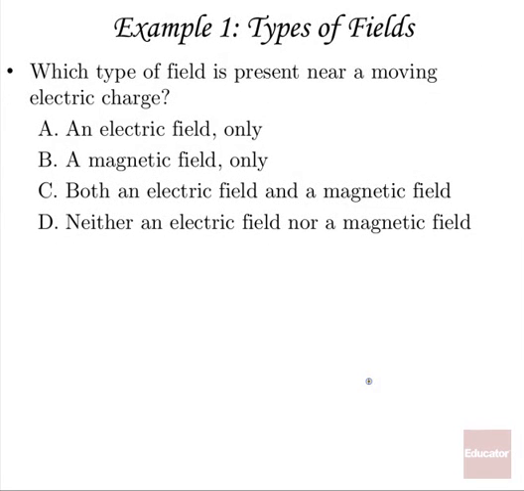Now, to start off with, which type of field is present near a moving electric charge? Well, not an electric field only because a moving charge has a magnetic field, and not a magnetic field only because you still have the electric field. So what type of field is present? You must have both an electric field and a magnetic field. You have the electric field because you have a charge, and because it's a moving charge, you get a magnetic field.